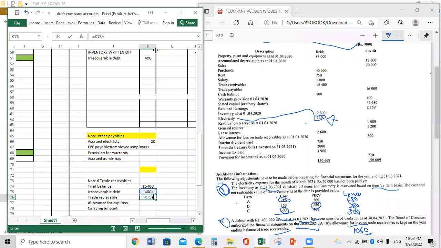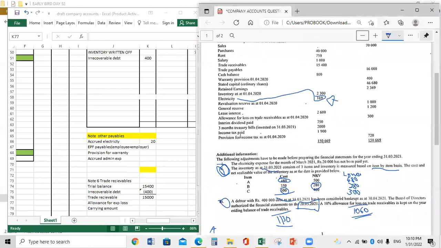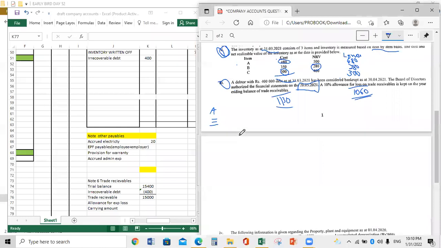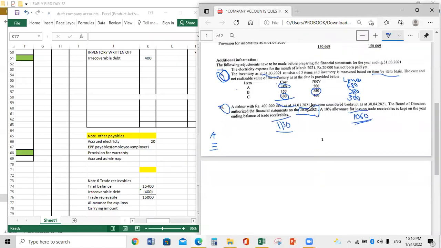Now, guys, is it wrong to say bad debt? It's not wrong, but the new term is irrecoverable debt. In your exam, if they have used irrecoverable debt, you also use irrecoverable debt. If they have used trade receivable, you don't go and use debtor. You also use trade receivable. Whatever the examiner is using, use those terms.